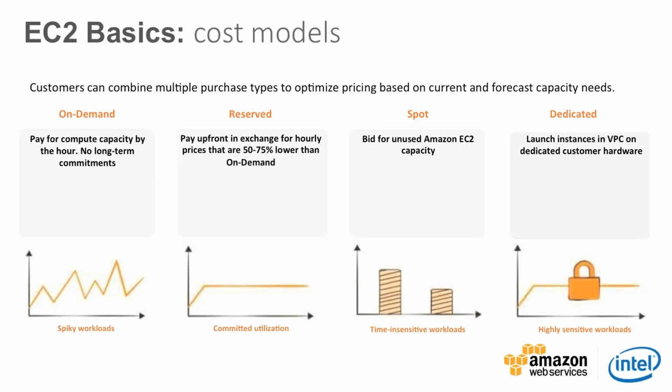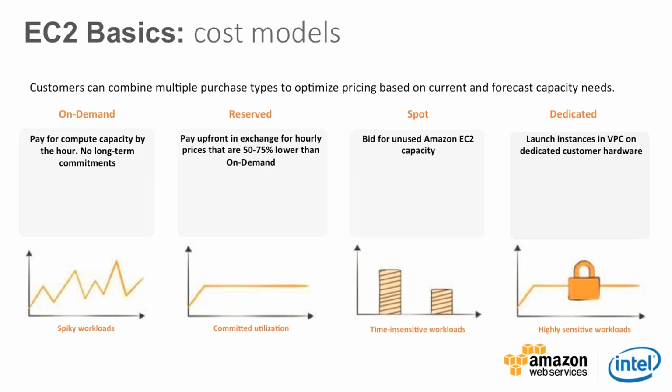Now, spot instances. Spot instances are an interesting case. It's basically you're bidding for unused EC2 capacity. So we have hundreds of thousands of servers in Amazon data centers. A lot of them are used on demand and reserved. We always have spare capacity. So those you can bid on, using that spare capacity.